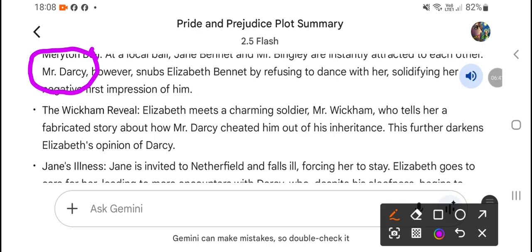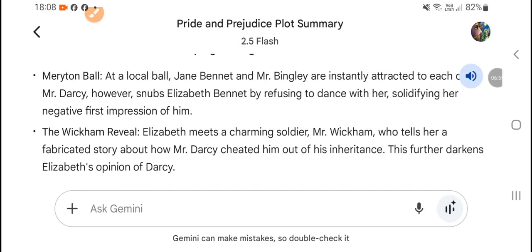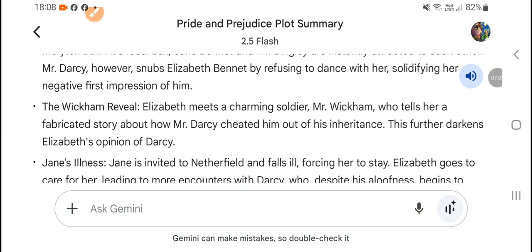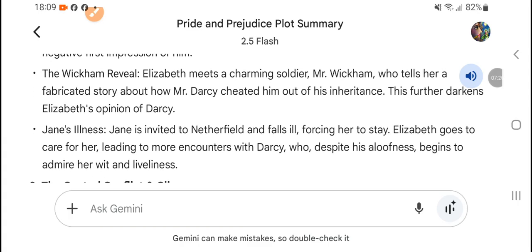So Mr. Darcy snubs Elizabeth Bennet. Why? Because he says that she comes from a moderate family. So he refused to dance with her, solidifying her negative first impression of him. But Elizabeth listens, and here she becomes very much biased against Mr. Darcy.